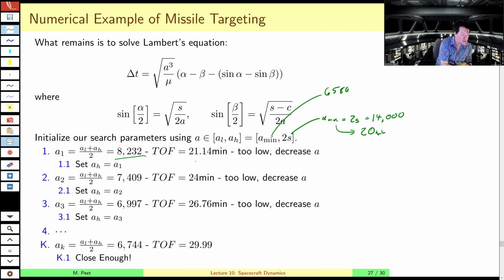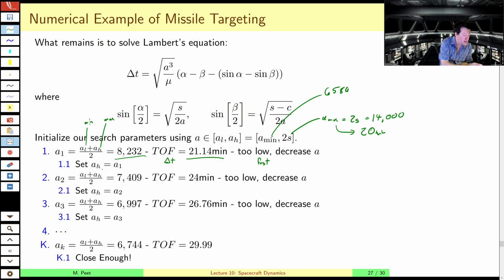We calculate the corresponding delta T, and it's 21 minutes, which is too fast. So in particular, we need to slow down. We're going to decrease our alpha max. L corresponds to min, and H corresponds to max. So high and low.